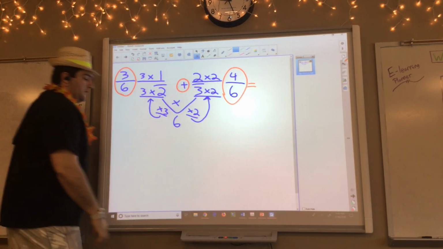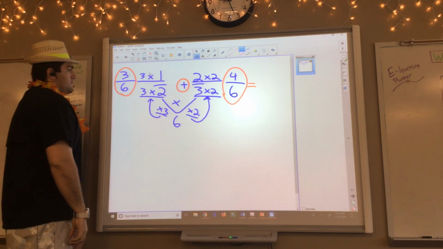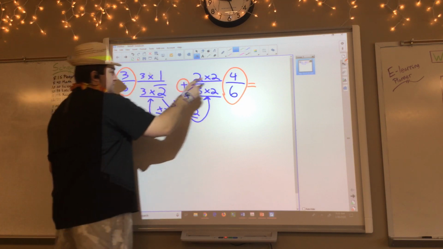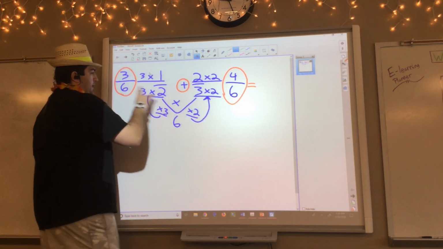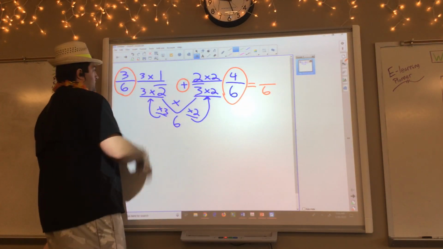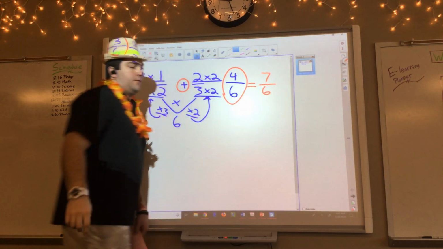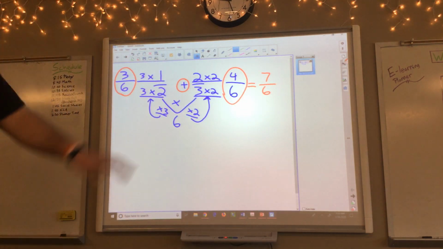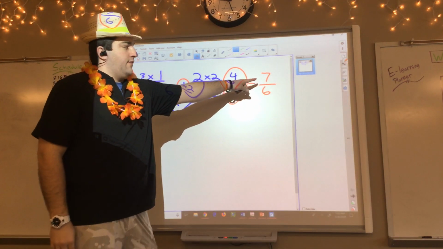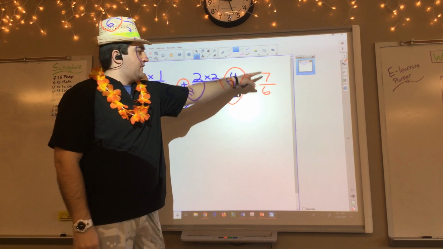I'm going to do multiple colors, guys, so you know the steps that I'm doing. I'm going to use red still. Okay, 3/6 plus 4/6. Denominators are good, so it stays the same as 6. 3 plus 4 gets you 7. Now, this right here, and we're only going to do this one today, and I'll do some more tomorrow. Right away, this is a dead giveaway to simplify this. It's 7/6.